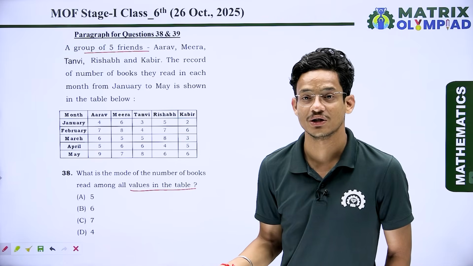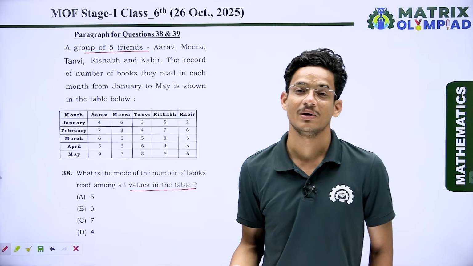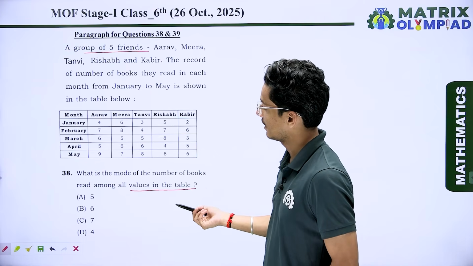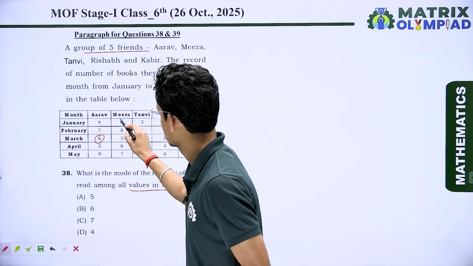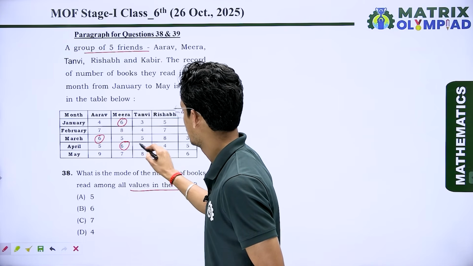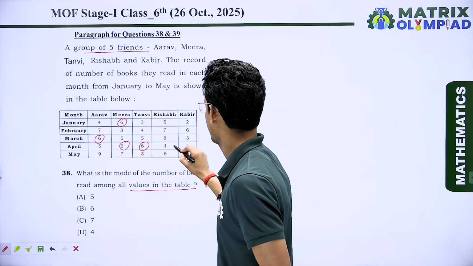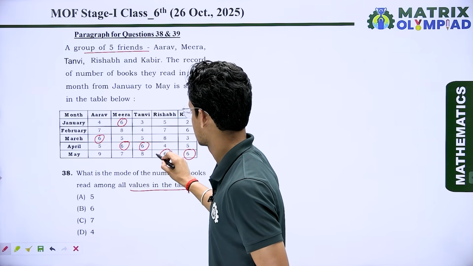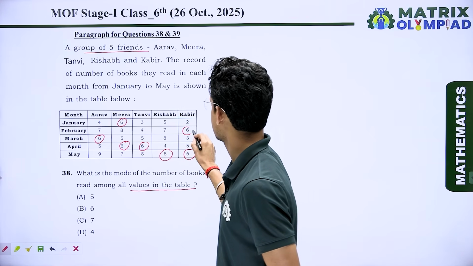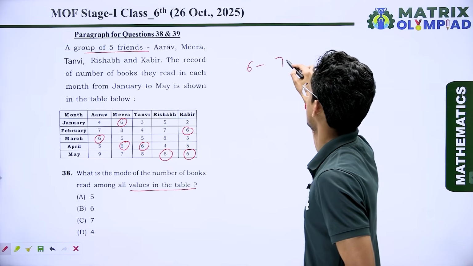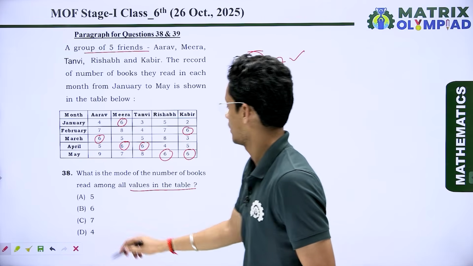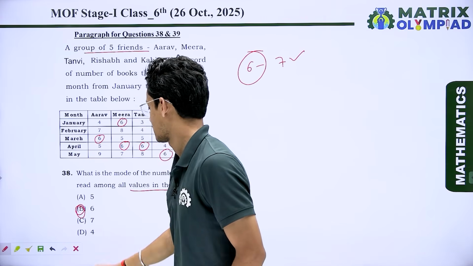So what is the definition of mode? The most frequent number in the given data is known as the mode, right? So here we have 6, 1, 2, 3, 4, 5 and 6, and last, the 7. It means 6 occurs 7 times. So this one is the mode. So here we can say option number B is the correct answer.